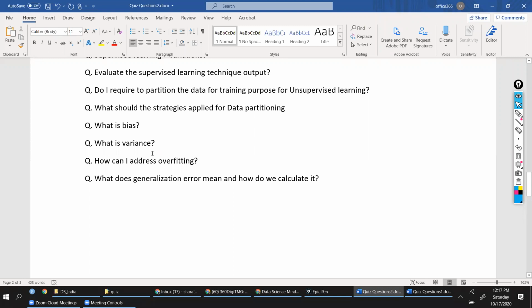Of course, error means predicted value minus actual value, or actual minus predicted value. Very good. Generalization error means the error that we are encountering on test data. That's called generalization error. So generalization error we calculate based on the test data. Remember that. The formula is the same. You do actual value minus predicted value only. You calculate RMSE only. But it is on test data. You have to specifically mention that.